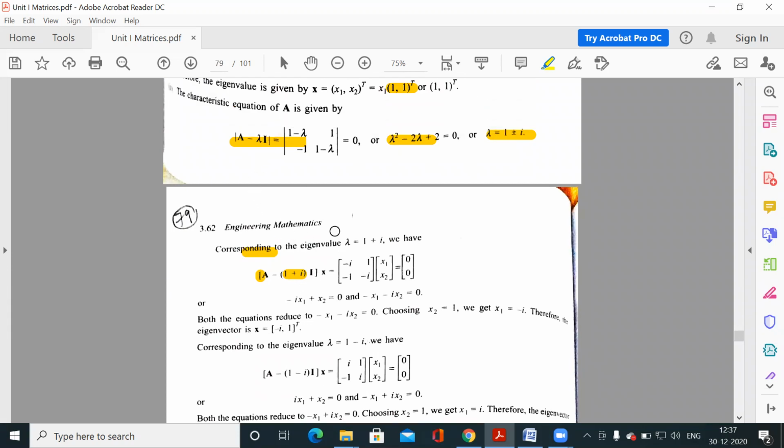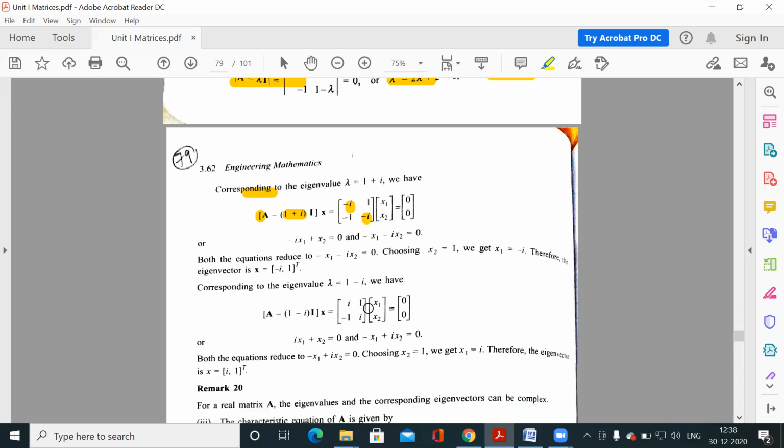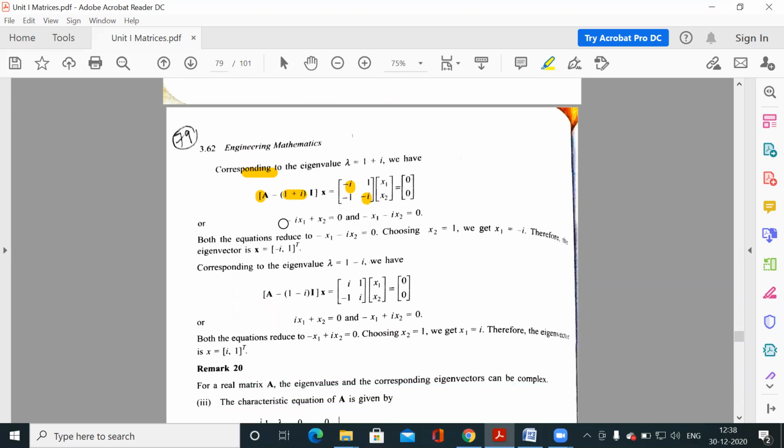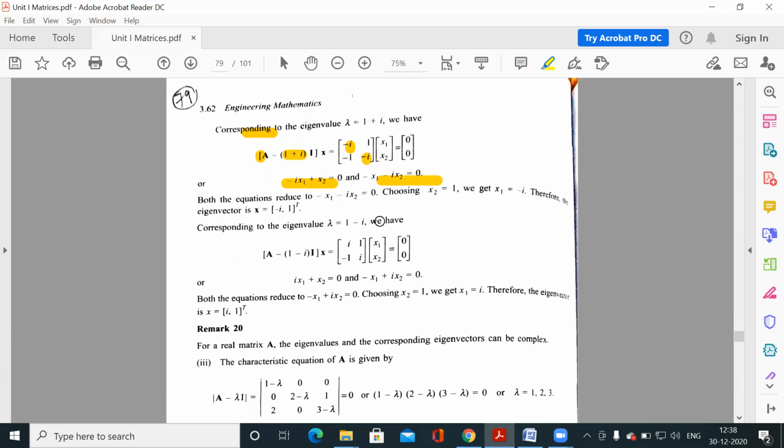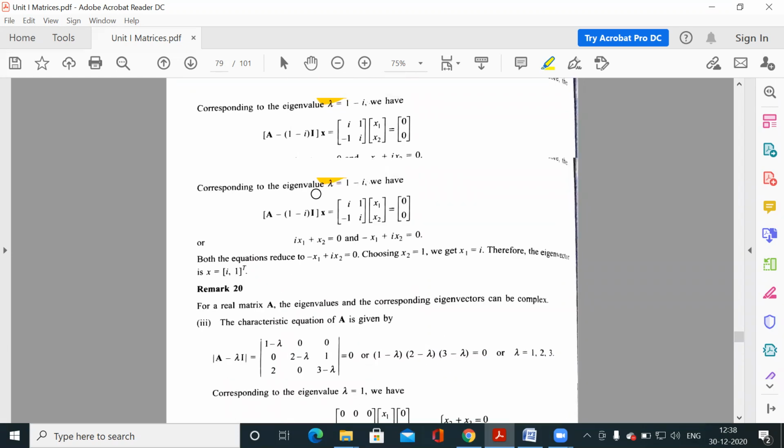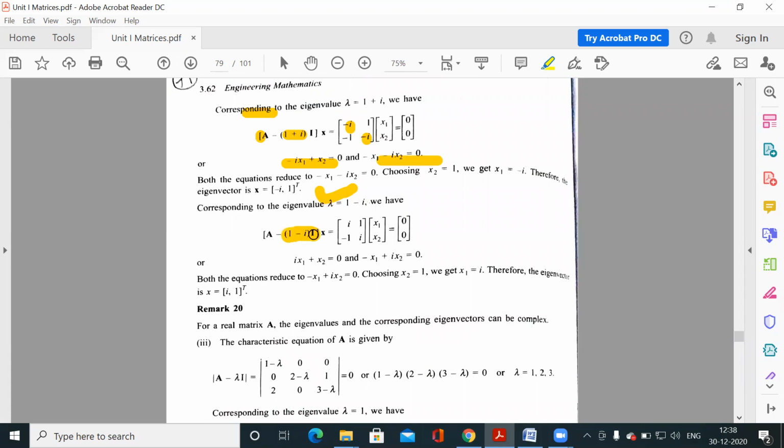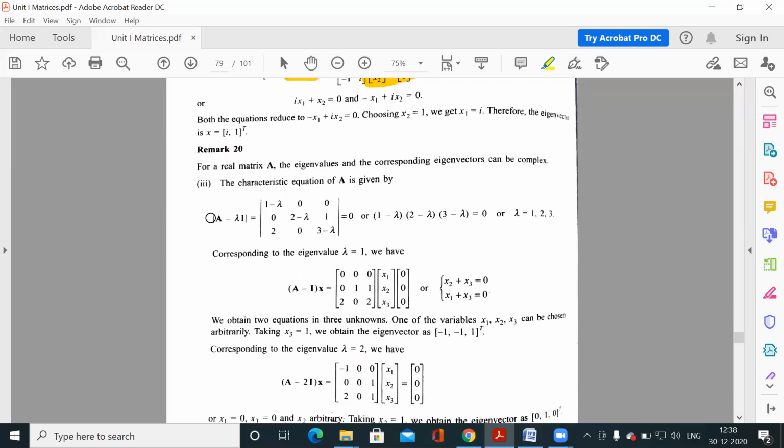So these are 1 1. 1 minus (1 plus i) is minus i. Similarly, this is also 1 minus (1 plus i), minus i. You have to solve this. You will get one equation, right? Again, one variable would be independent, so you can find the eigenvector for both of the eigenvalues. This is your second eigenvalue, 1 minus i. Again we will get one equation. So this is the remark: for a real matrix, the eigenvalues and the corresponding eigenvectors may be complex.